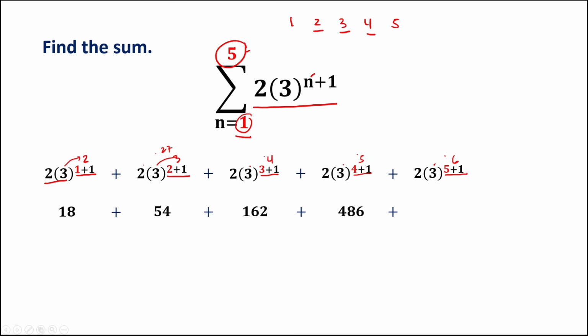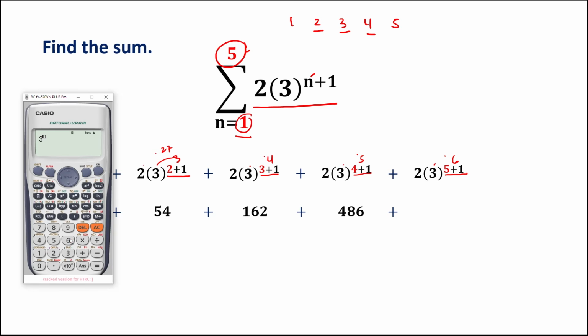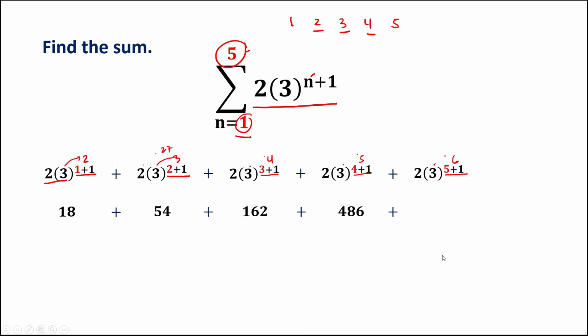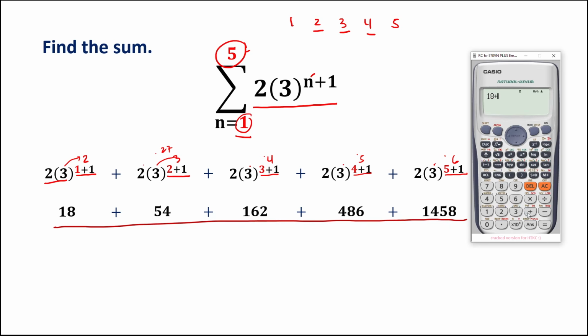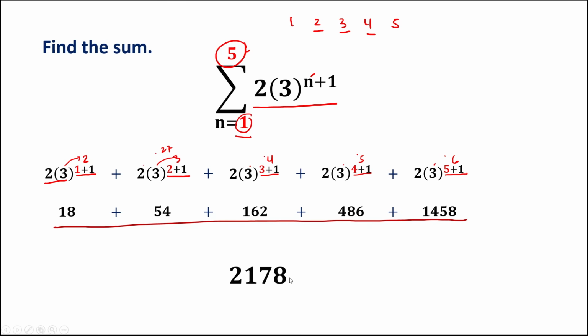And 3 to the power 6, so 3 to the power 6, that's 729. And 729 times 2, that's 1,458. Then we need to add these numbers. So we have 18, then plus 54, plus 162, then plus 486, then plus this 1,458 equals, so the sum of this notation is 2,178.